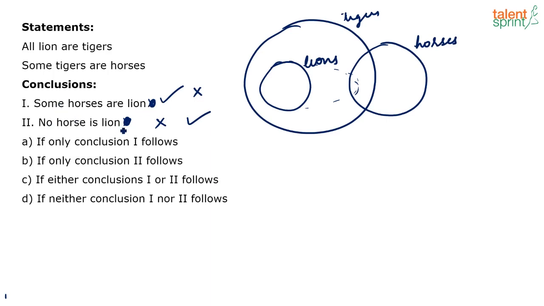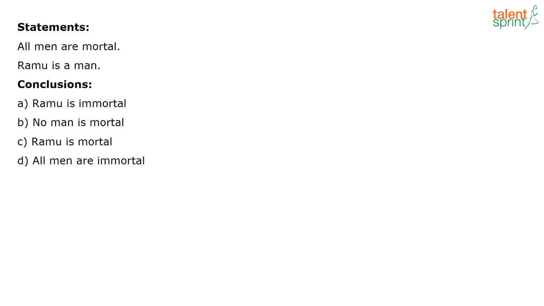Some horses are lion, no horses are lion. So if one conclusion is true, the other is false. If the other is true, this one is false. So the correct answer is "either conclusion 1 or 2 follows." Yes. Now let us look at the next question. So in general, the complementary pairs that we deal with will be "some" and "no", and then sometimes it will be "all" and "some not".